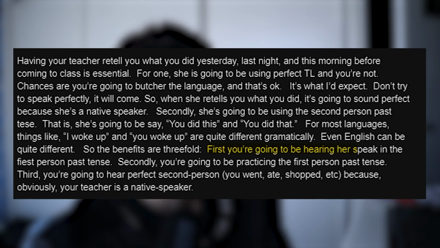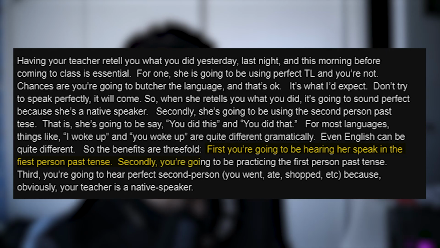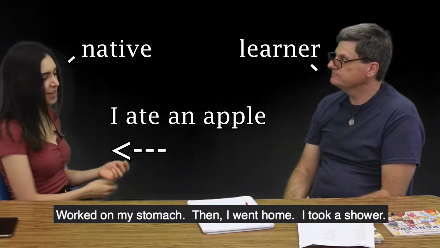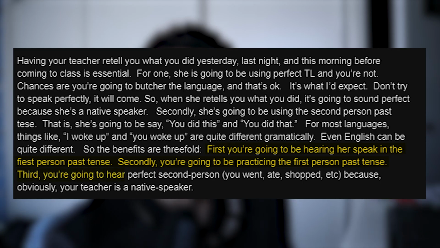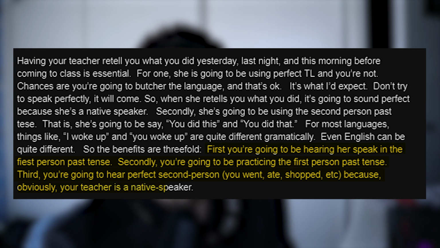First, you're going to be hearing her speak in the first person tense. So that's her saying, or him saying, I did this, I did this. Then you're going to be practicing first person. I did this, I went, I talked, I played. And third, you're going to hear perfect second person. So you did this, you went, you talked, you played, you ate. Because obviously your teacher is a native speaker and that's what you want, exposure to the language spoken by a native speaker.